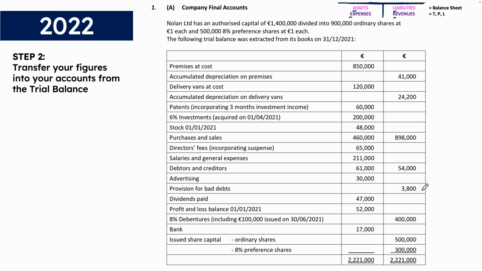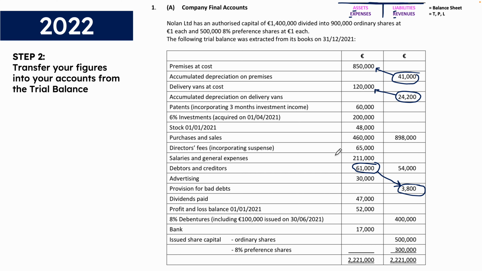Now there are a couple of exceptions to the rule. For example, debtors and bad debts provision. The bad debts provision is just a contra asset. It is the asset debtors being reduced. It is not a liability or a revenue. Likewise, depreciation here is a contra asset. It is the asset premises being reduced by 41,000. So a couple of exceptions to the rule, but the majority of the time your assets and expenses are on the debit side, your liabilities and revenues are on the credit side.